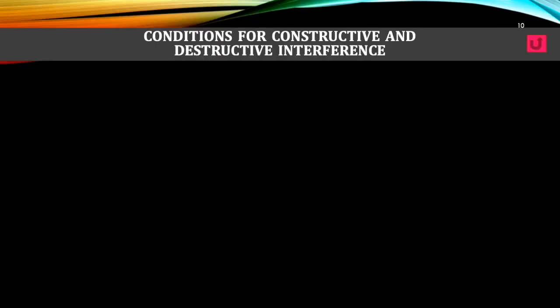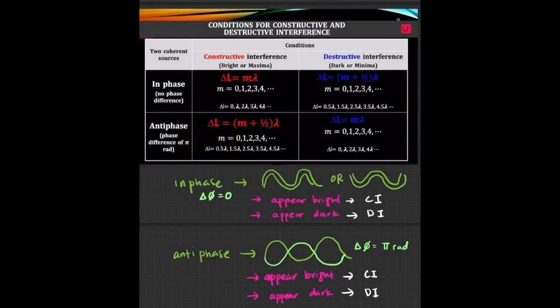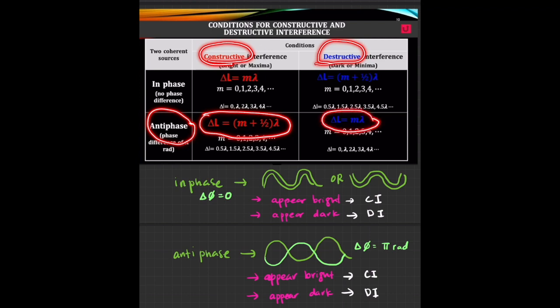Now to find the condition for constructive and destructive interference. We have two coherent sources which are in phase. For constructive interference, we use the equation delta L equal to m lambda. For destructive, we use delta L equal to m plus half lambda. For antiphase, constructive, we use delta L equal to m plus half lambda, while for destructive interference, we use the equation delta L equal to m lambda.